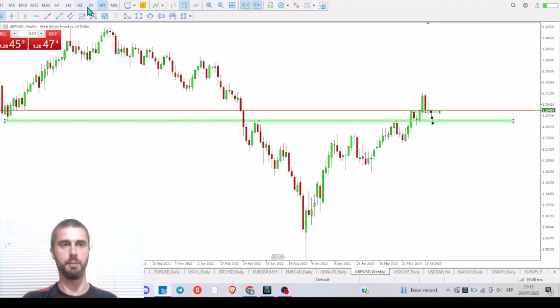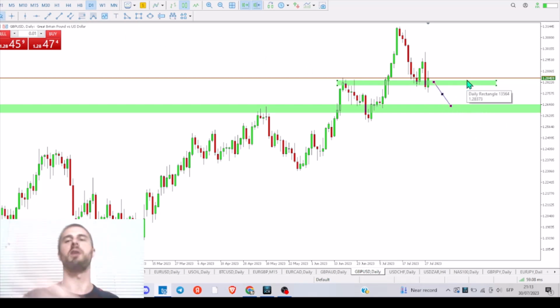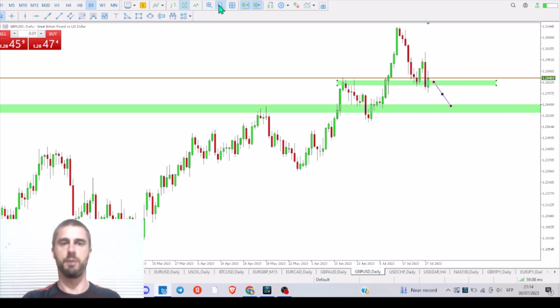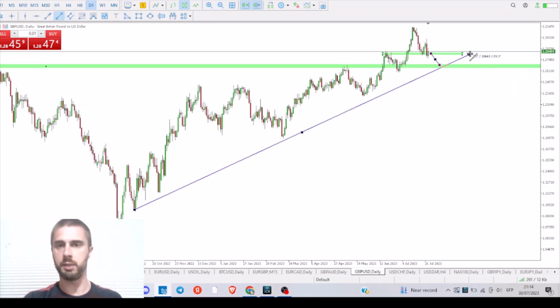So if we see the price continue going down to this level right here, and we see some bullish pattern, we can easily find some opportunity for a long bullish trade. We have the bullish trend right here. We also can draw our trend line.